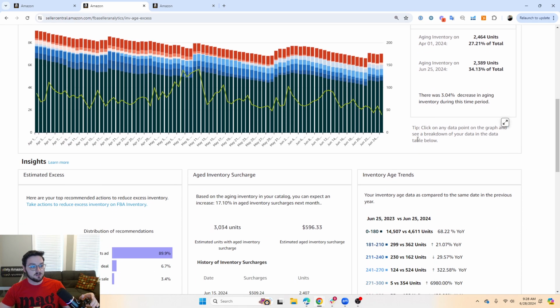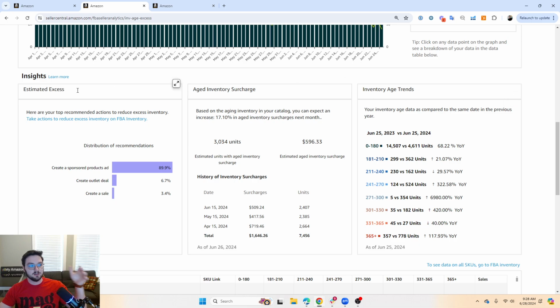Now, past this as well, they have a couple of areas here for insights. So we have estimated excess, and here is where we essentially can see the distribution of recommendations. Amazon obviously is going to recommend what you do with all of this excess inventory. Majority of the time, Amazon's recommendations are kind of lackluster in my opinion. As you can see, 89.9% of their recommendation is get a sponsored product ad. Everyone more than likely already has a sponsored product ad, but Amazon's going to say, hey, do it anyways.